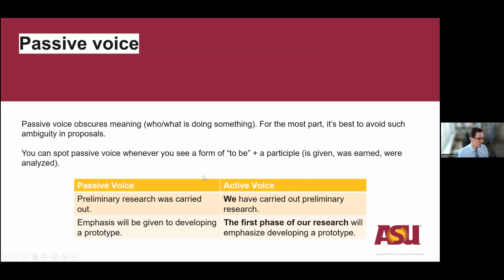Yes, the example on the left is simple past versus present perfect tense. There's a subtle difference between those two tenses. We have carried out. You can use the have plus a participle, have given, have analyzed, to suggest actions that have happened in the past that are still affecting the present. So we have carried out preliminary research.